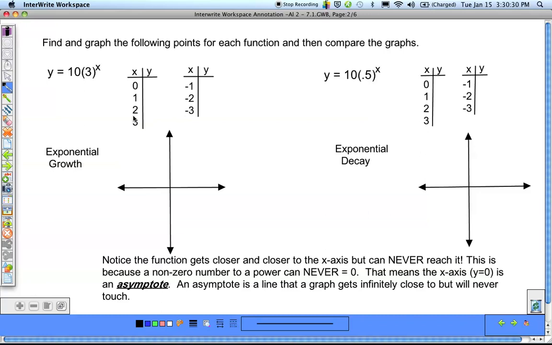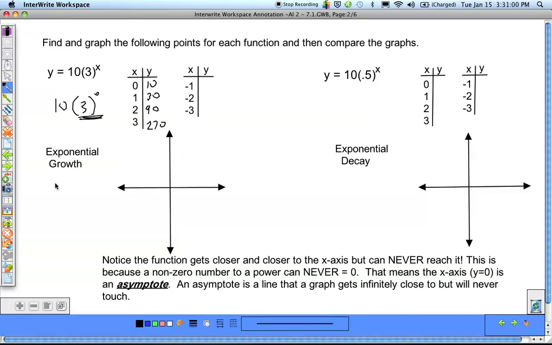When we normally graph them, we don't need to worry about being able to create these tables. So we start off with plugging in the 0: 10 times 3 to the 0 power. Order of operations, we have to simplify out the 3 to the 0 power. Exponents come before the multiplication here. 3 to the 0 we know is 1. 1 times 10 is going to give us 10. We do the same thing for the 1. 3 to the first is 3, times 10 is 30. We do the same thing for the rest of these. We will get 90 and 270.